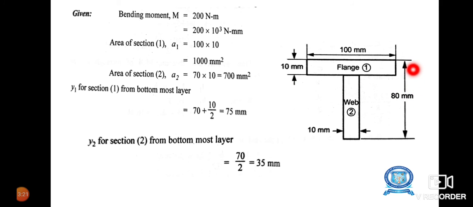For the center portion, the web height is 80 minus 10, that is 70. So 70 into 10 is 700 millimeter square. Next we find y1 for section 1. So y1 is equal to 70 plus 10 divided by 2, that is 75 mm. Next y2, 70 divided by 2, that is 35.